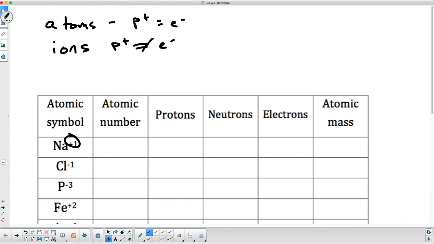Now, here's how I like to think of that. I'm going to write this up top here. Sodium with a +1. If you see just a plus sign, that means +1. If you see just a minus sign, that means -1, because a lot of resources will use the shorthand of just a plus and a minus. So what does it mean when sodium has a +1 charge? What it means is that there is one more plus charge than there are negative charges.